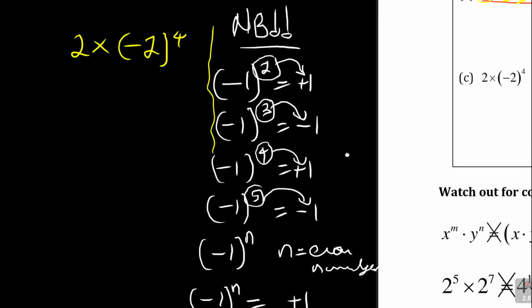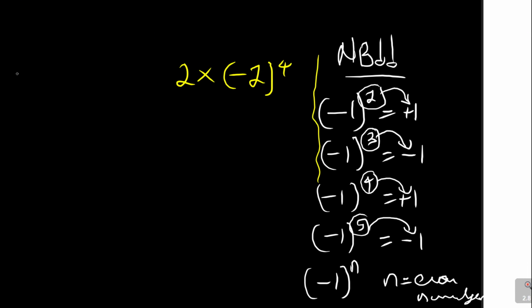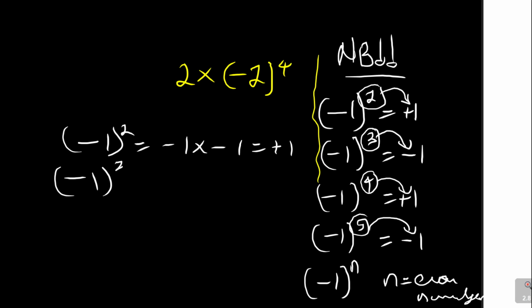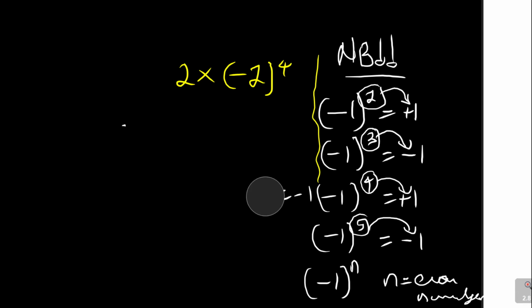But even in your own maths, how do you get the negative number? If I say minus 1 squared is equal to minus 1 times minus 1, negative times negative is equal to positive 1. But minus 1 cubed is equal to minus 1 times minus 1 times minus 1. So minus and minus is positive, but you are left with 1 negative. Hence it's negative 1. So that's what happens. So don't forget, it's like that.